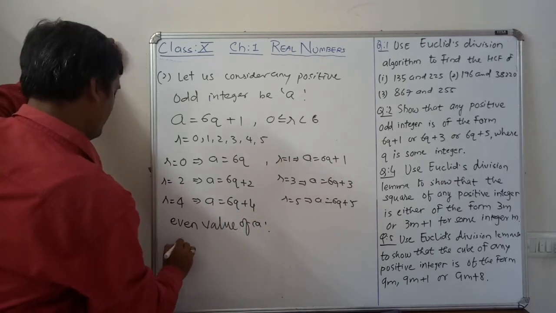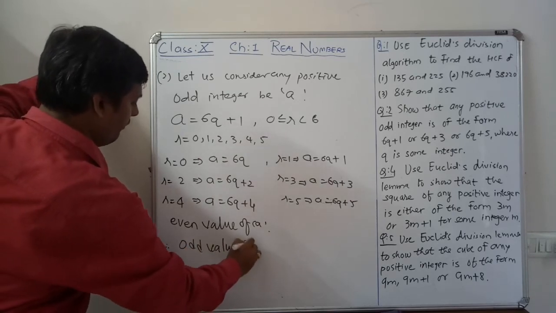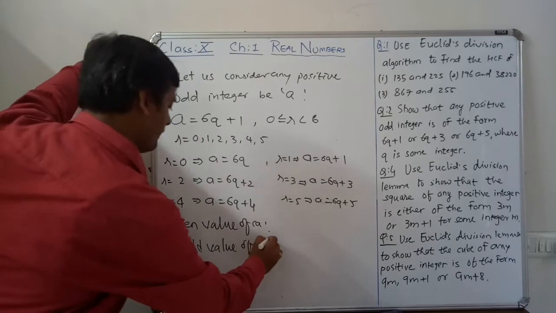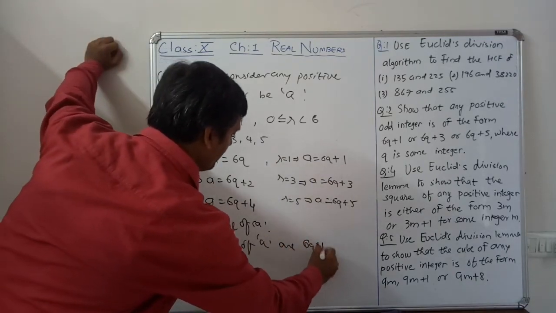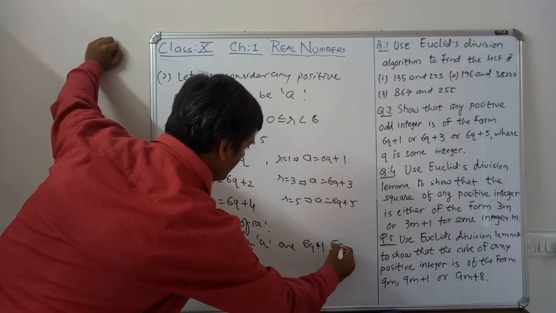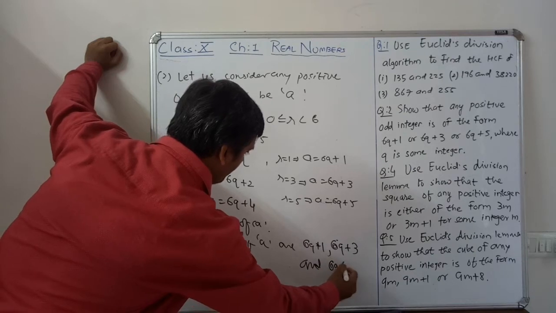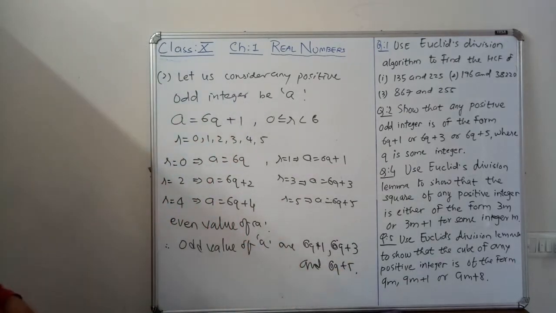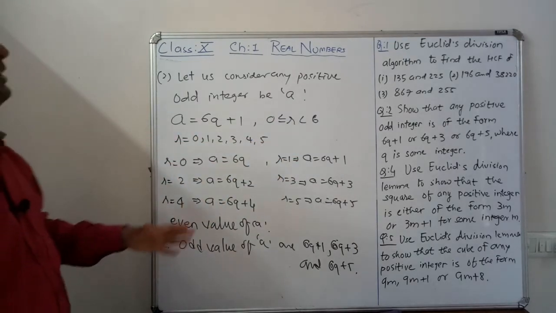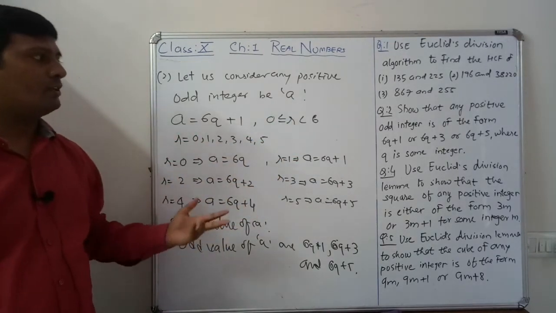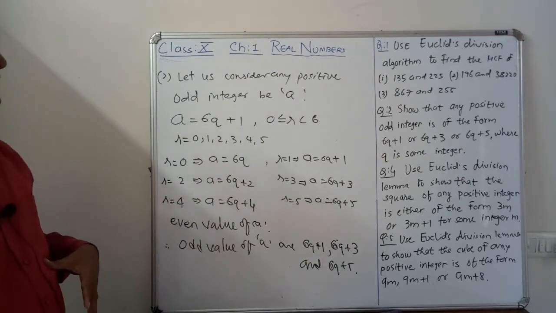So therefore, the odd values of a are 6q plus 1, 6q plus 3 or 6q plus 5, right? Yeah, so the simple thing is 6q plus 1, 3 and 5, where q is any integer, right? Clear? Understand? Okay.